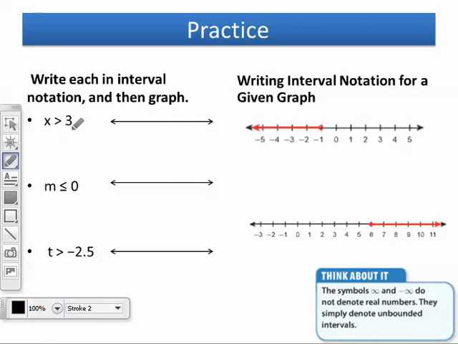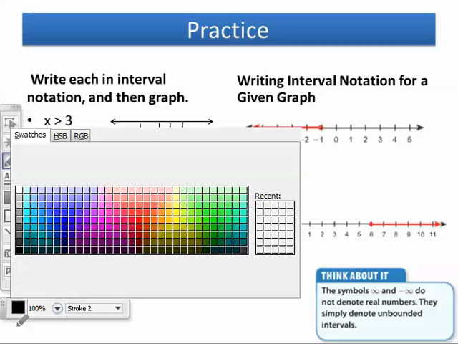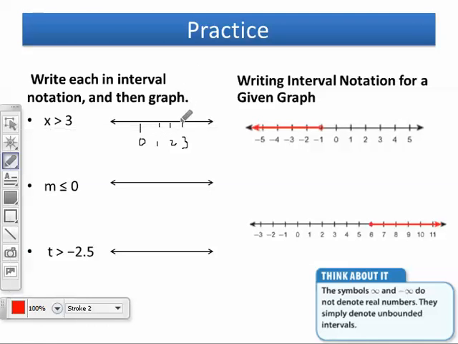If I wanted to do x greater than 3, I would start on my graph, I'd put 0, I'd put 1, I'd put 2, I'd put 3. I'm not trying to be extremely careful there. I'm just trying to make certain that I've got them on my graph. Okay? And then I would use a different color so that I could indicate it. Okay? And I would make an open circle around 3 and color everything off to the right of that. Why? Because x is greater than 3. That's what that's trying to tell me there.